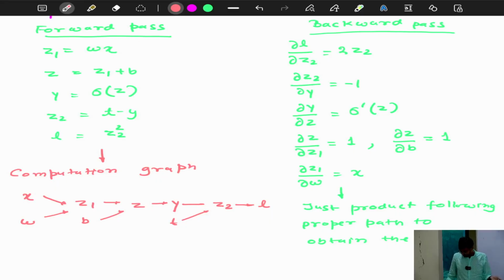And for example, x and w are the parents of z1, because when the arrow is connected, the arrow head points from the parent towards the child. So if I ask you what is parent of z1, the answer is x and w. What is parent of z? Correct. What is parent of L? What is parent of Z2? Correct. Clear? So this is the notion of parent and child. We will need it for writing the backpropagation algorithm.